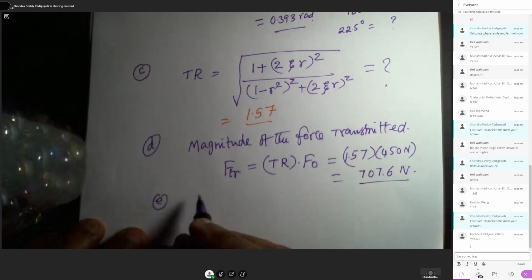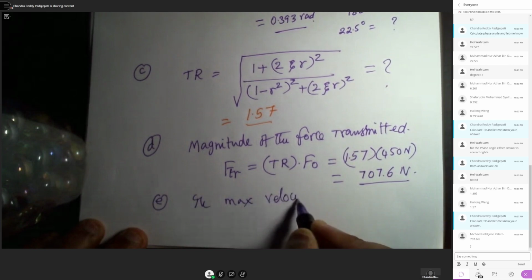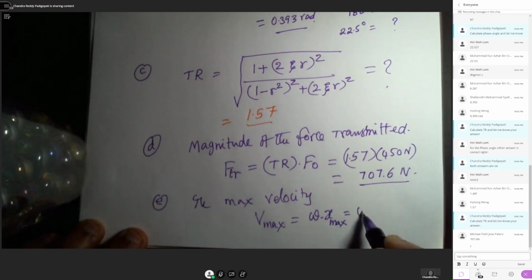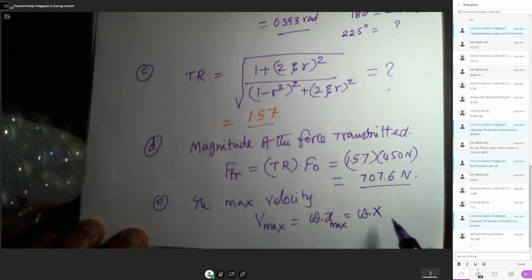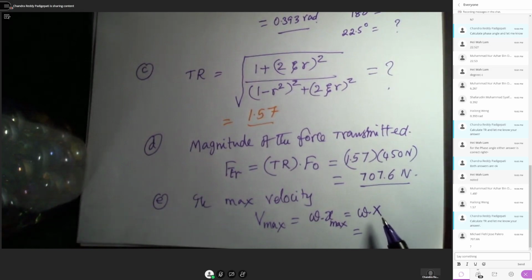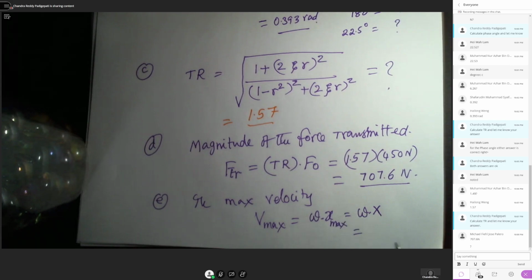Then the last part of the question is you are asked to find the maximum velocity. So the maximum velocity we can write as omega times x maximum. So that means omega times amplitude x. So we know both omega and x. So the amplitude you calculated in part A. Omega is given, right? Omega is given as 13 radians per second.